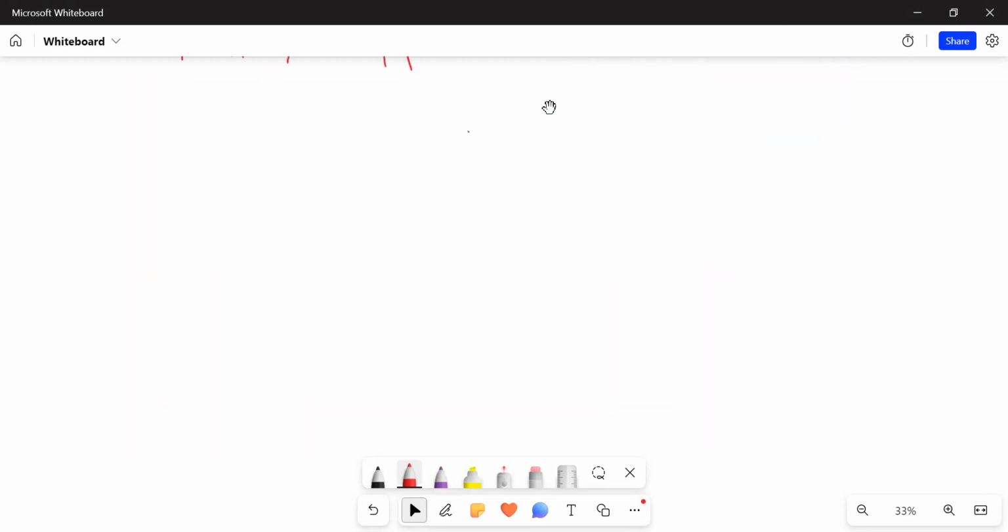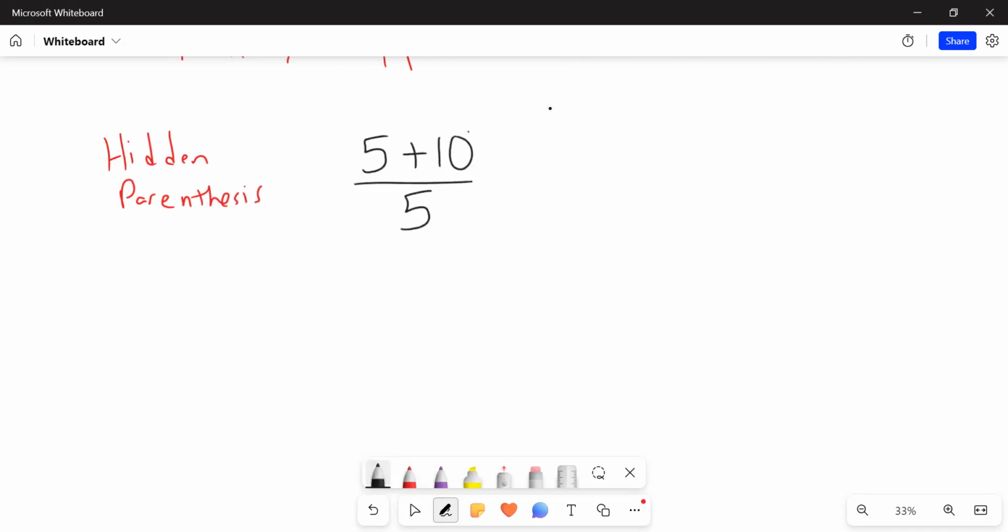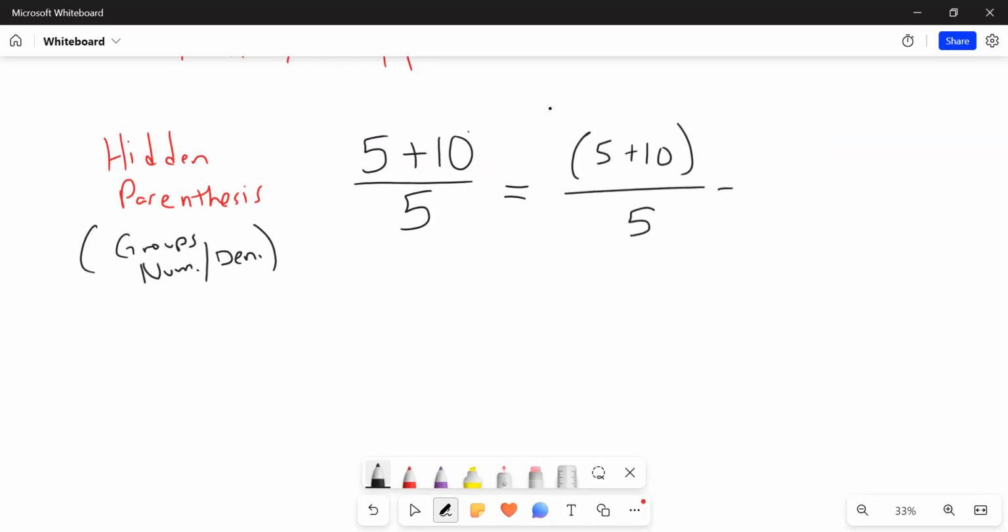A couple other things. We have the case of what I call the case of the hidden parentheses. This comes up a lot in an algebra course. For example, if you have something like 5 plus 10 divided by 5, written as a fraction, the hidden or invisible parentheses group the numerator and the denominator. You can pause and write that out if you're taking notes. In other words, you want to think of this as 5 plus 10 first, divided by 5. So you would first add the numerator, get 15, then divide by 5 and get 3. You need to be careful of that so that you don't break a rule when you're factoring and simplifying later when we get into algebraic expressions.